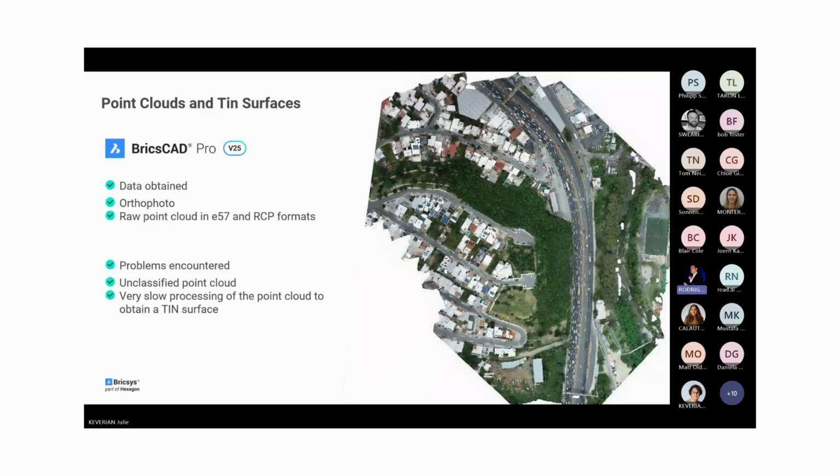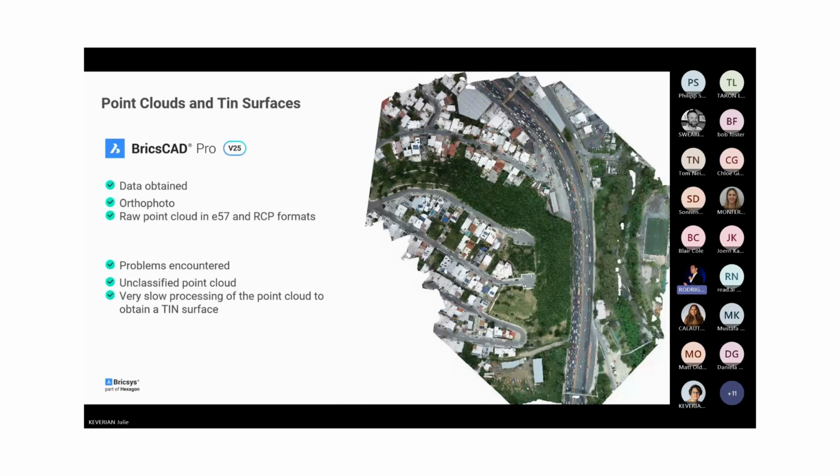So from the photogrammetric process, a photo was obtained in JPG format and a raw point cloud obtained in LXS and RCP formats. This data seems easy to use with the application that BFO uses very often, that is a very popular civil engineering application. And they thought they would be able to perform the requested studies in a very short period of time.